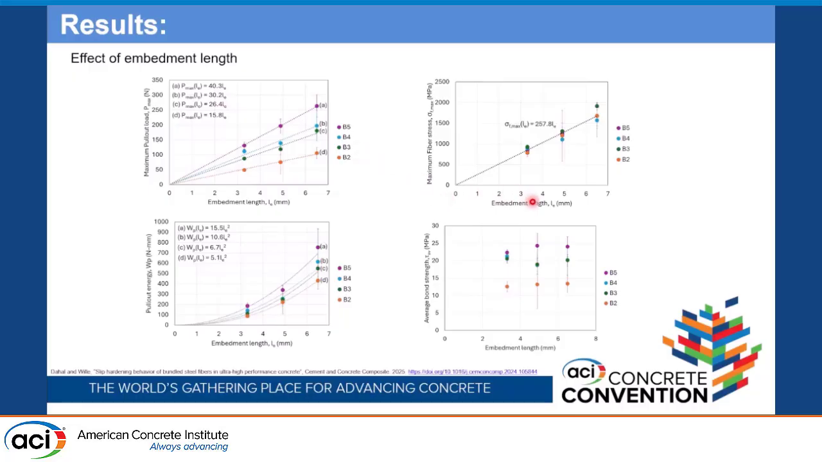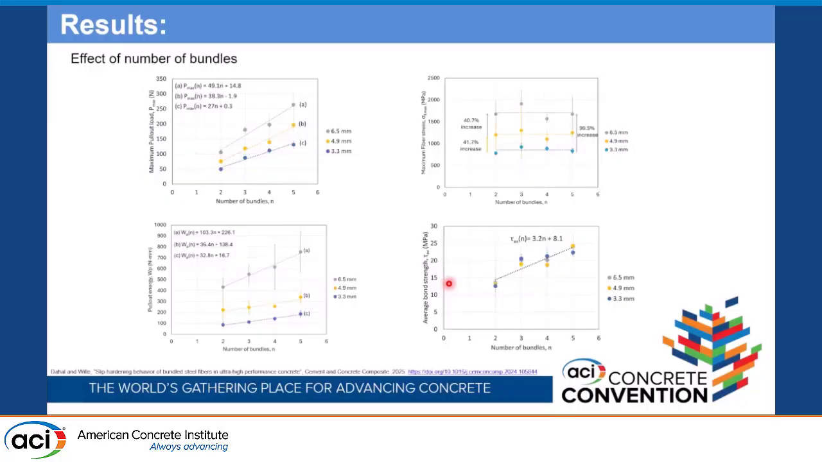Similarly, with the increased embedment length, due to the increase in bonding area, the fiber stress is also high. And as the load slip curve is higher, the pull-out energy is also higher, while the average bond strength remains consistent because the increase in pull-out load is balanced by the increase in embedment length. So this remains consistent. Now this is the effect of number of bundles.